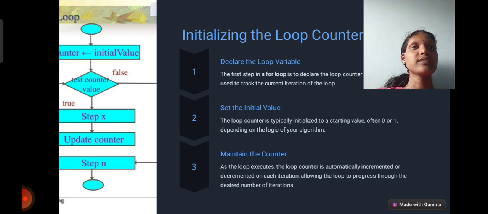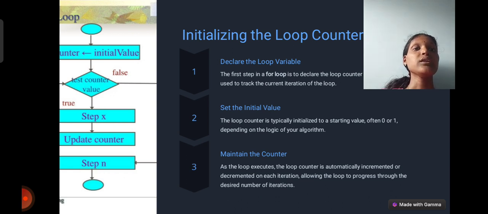Next is initializing the loop counter: first, declaring the loop variable, second, setting the initial value, and third, maintaining the counter. The first step in the for loop is to declare the loop counter used to track the current iteration of the loop. Second is the initial value. The loop counter is typically initialized to a starting value of 0 or 1, depending on the logic of the algorithm.